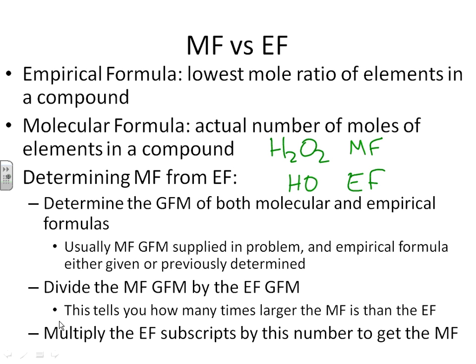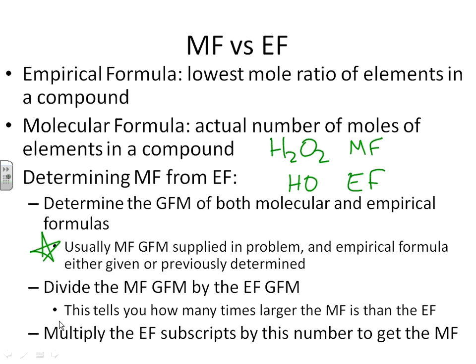Typically, in this type of problem, the molecular formula gram formula mass is supplied in the problem. They will tell you this compound has an empirical formula of, in the case of hydrogen peroxide, HO, and a gram formula mass of, in the case of hydrogen peroxide, 34. They will usually give you that information. What you will need to do then is figure out the gram formula mass of the empirical formula, because that's typically the lacking piece of information. But it's going to be easy enough because you'll have the empirical formula. You'll have the formula for the compound. You just need to figure out its GFM.